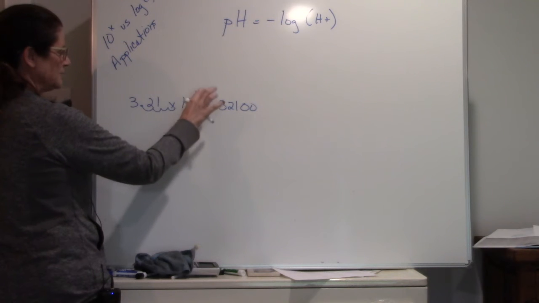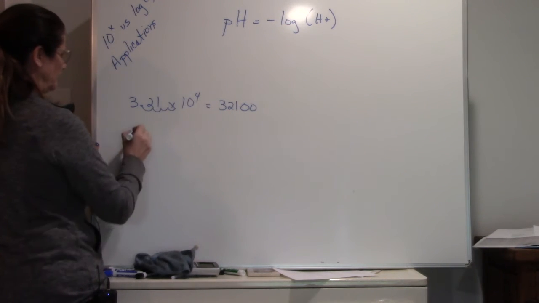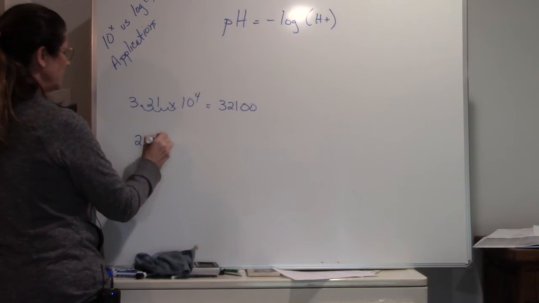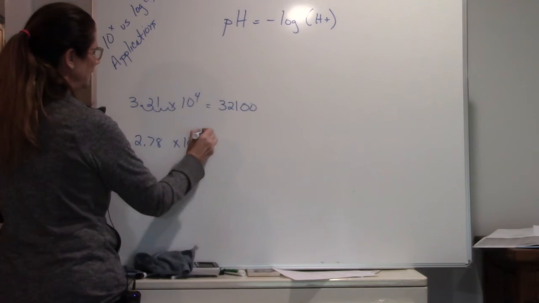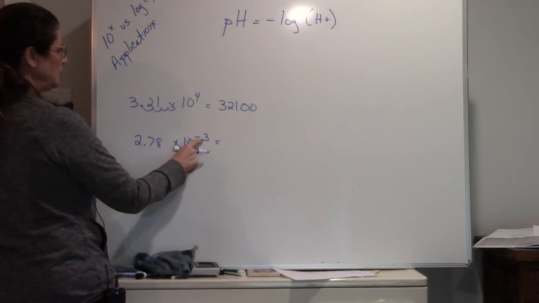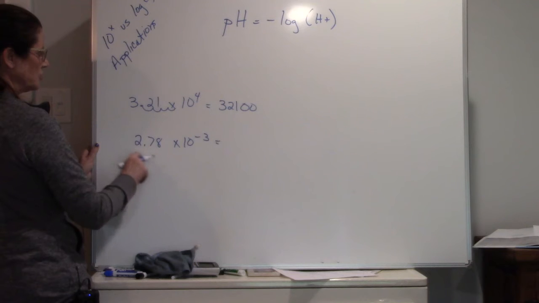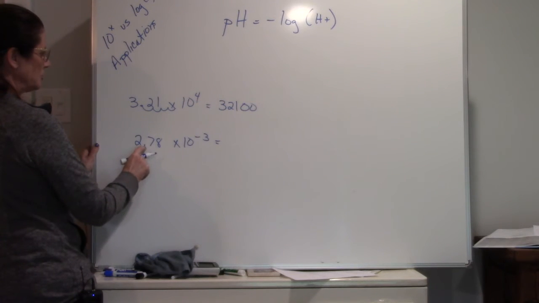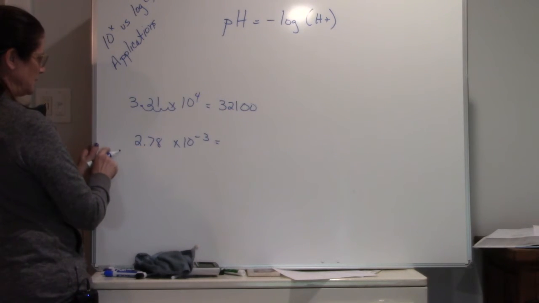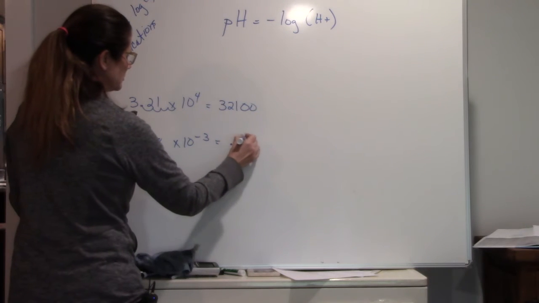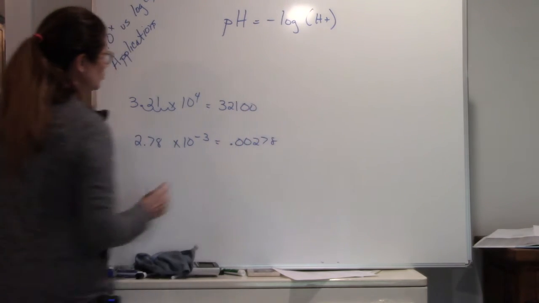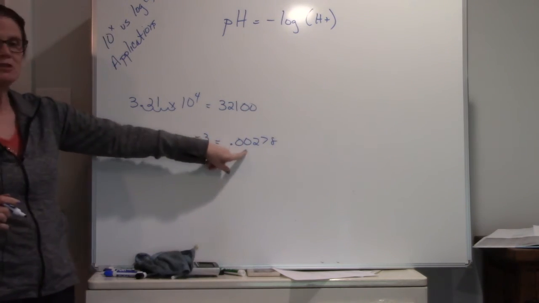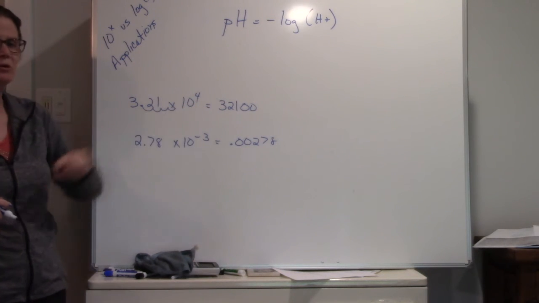So positive exponent means I have a bigger number. If I had 2.78 times 10 to the negative 3, what this means is my number is actually small. So I'm going to take my decimal and move it 3 places to the left. So 0.00278. So negative exponent, you have a small number. Positive exponent, you have a big number.